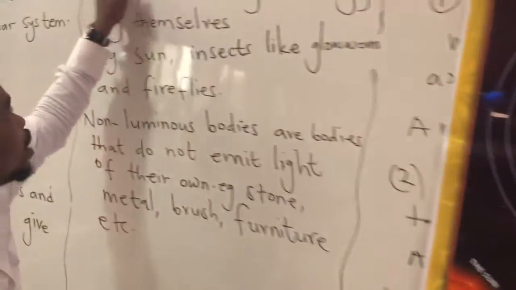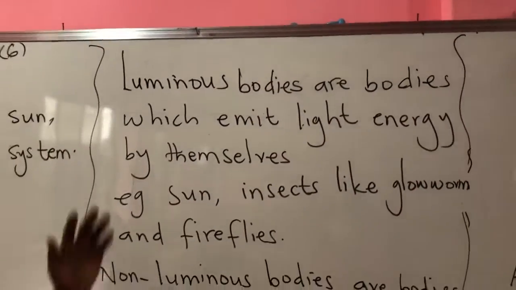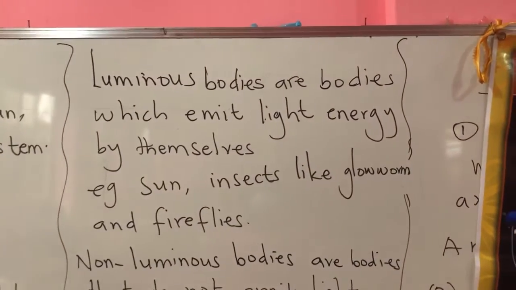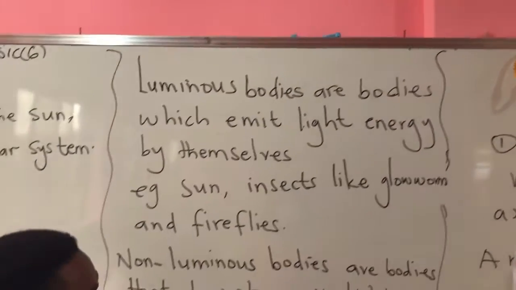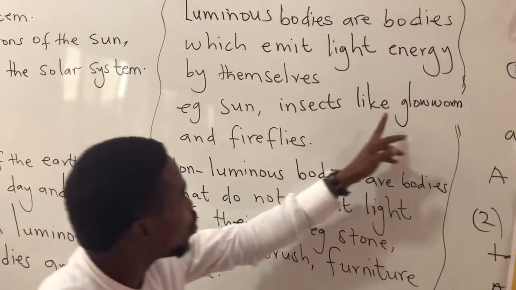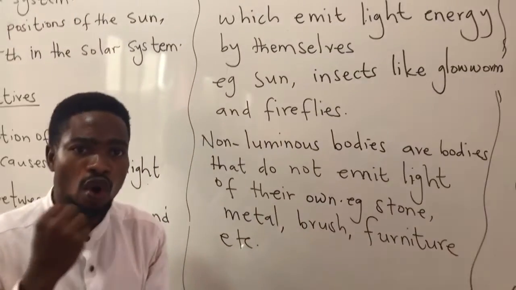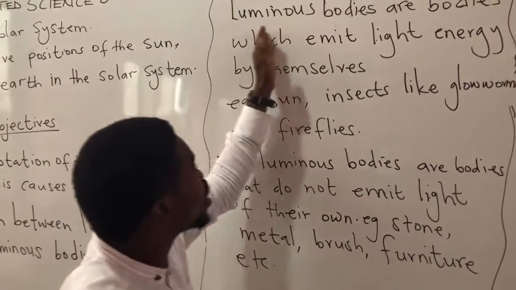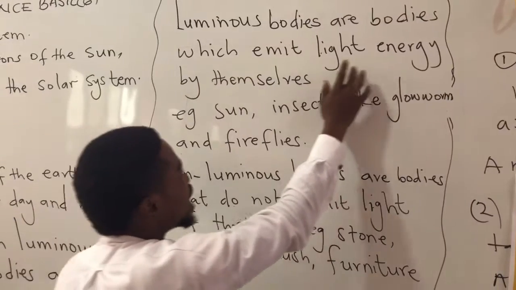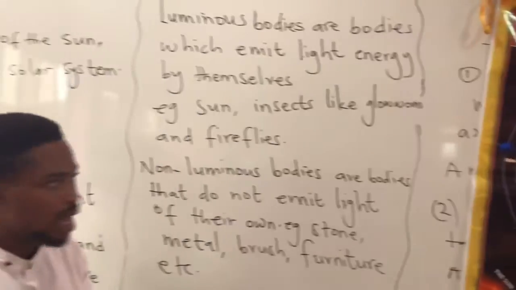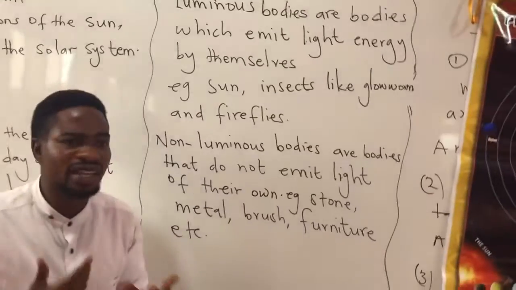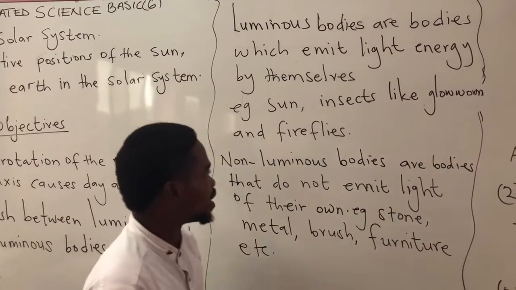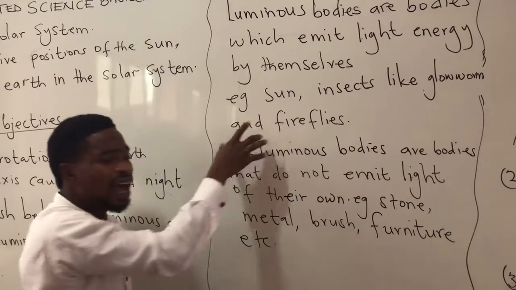Now we have what you call luminous bodies. Examples of luminous bodies are the sun and insects like glowworms and fireflies. The sun gives us light and heat. Some insects, which are glowworms and fireflies, also have light. Now, what are luminous bodies? We say luminous bodies are bodies which emit light energy by themselves.